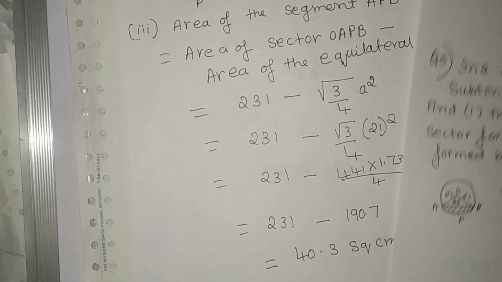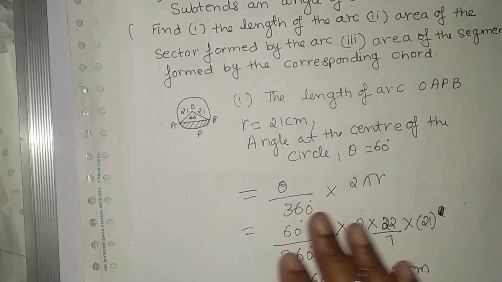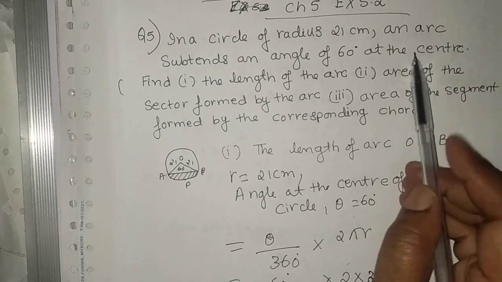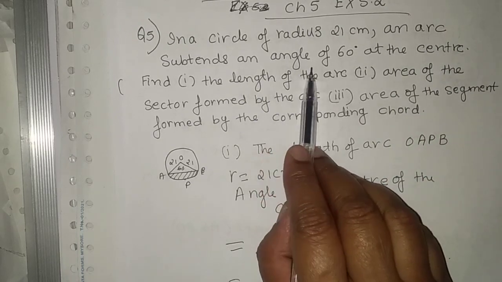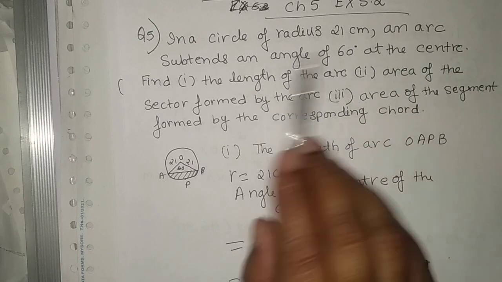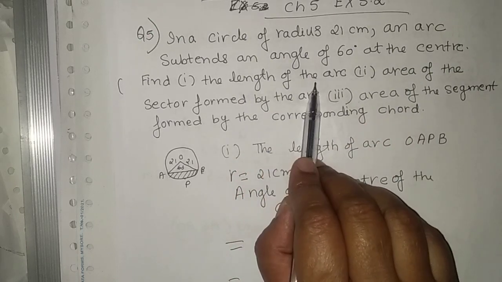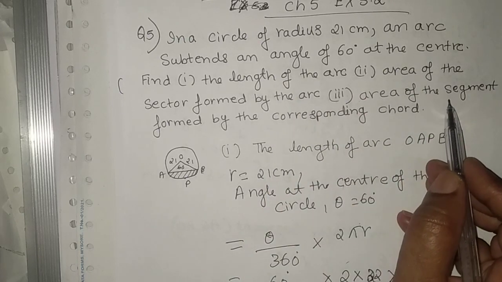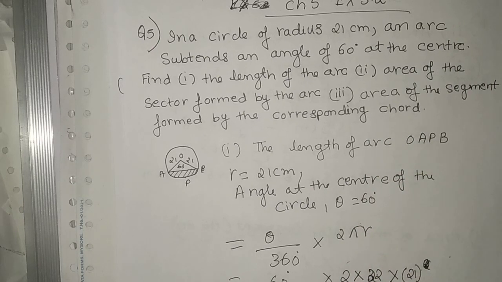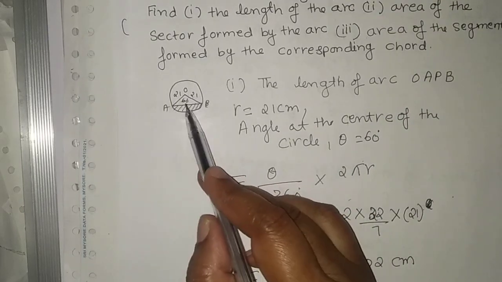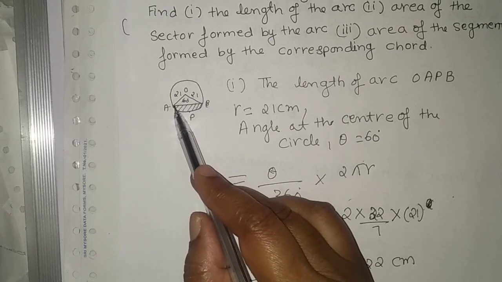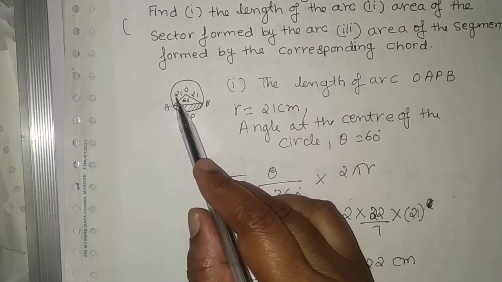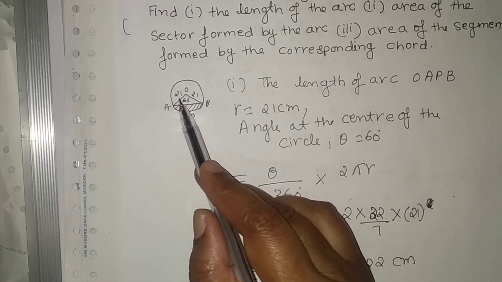So once again we'll go through the fifth question. In a circle of radius 21 centimeters, an arc subtends an angle of 60 degrees at the center. First, find the length of the arc, second, the area of the sector formed by the arc, and the third one is the area of the segment formed by the corresponding chord. So this is the data we wrote, and this is the circle, and this is the triangle, and this one is 21, the radius is 21.